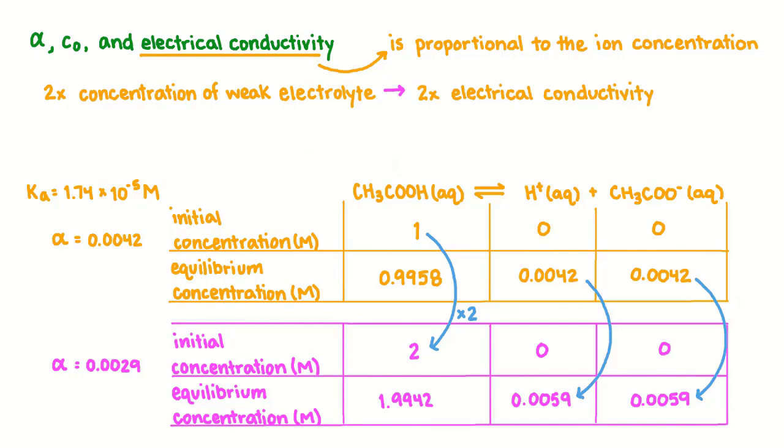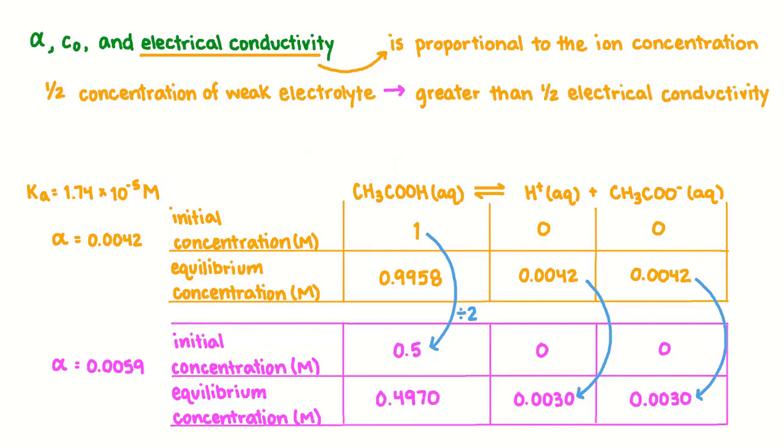So doubling the electrolyte concentration does not double the ion concentration. Therefore, the electrical conductivity will be less than double the original amount. Likewise, if we halve the concentration, the degree of dissociation will increase, and the concentration of the ions will be slightly greater than 1/2 their original value. So the electrical conductivity will also be slightly greater than 1/2 its prior value. Before we summarize what we've learned about degree of dissociation, let's take a look at some questions.